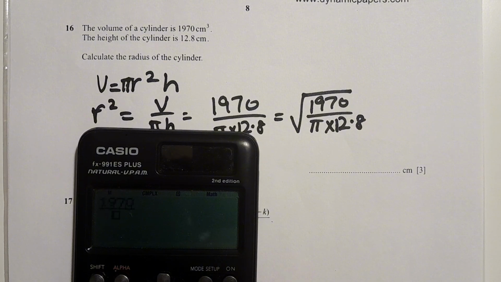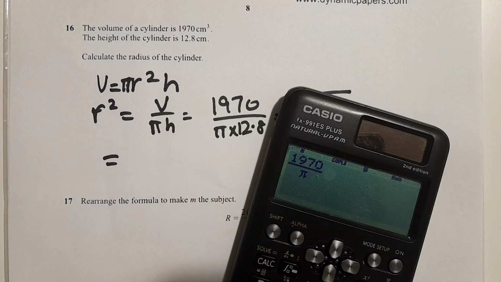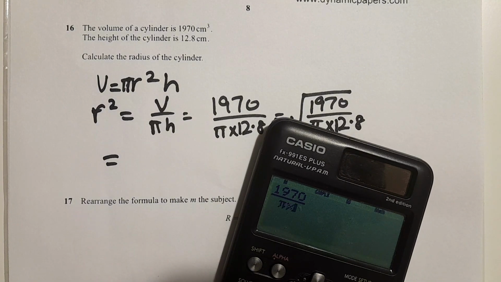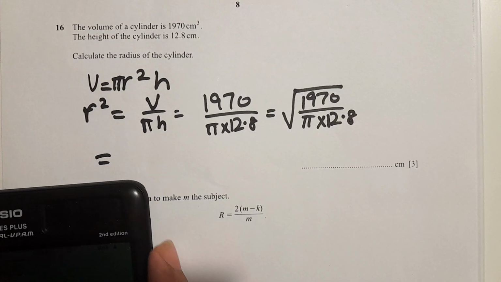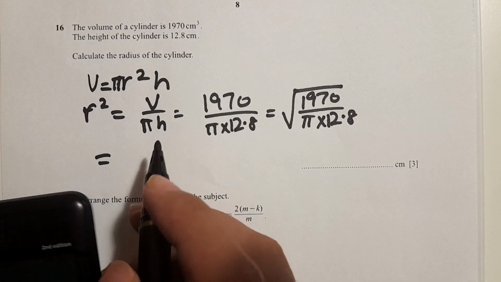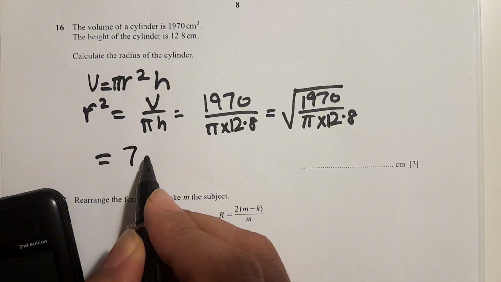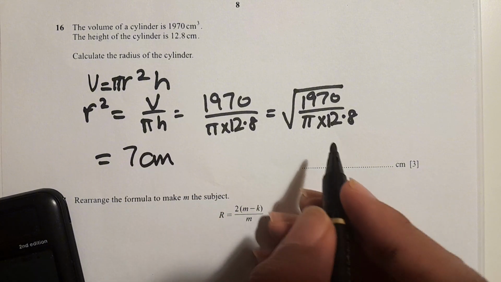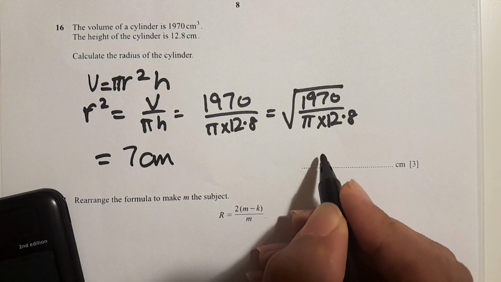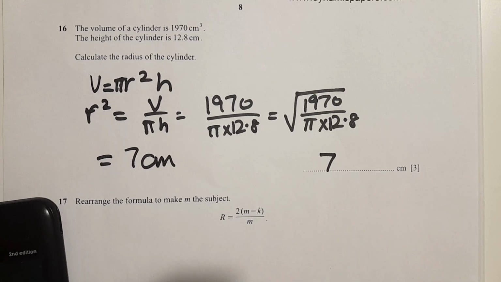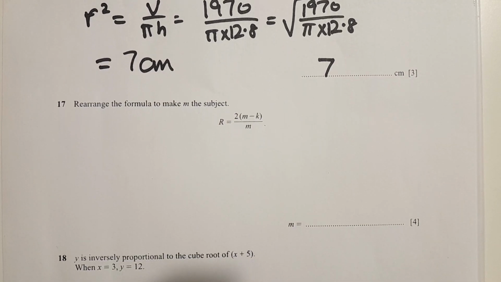1970 divided by pi times 12.8. So the square root of this will be exactly 7. If we use two significant figures, it will also be 7. So 7 centimeter will be the length of the radius. Question 17 states rearrange the formula to make m the subject.